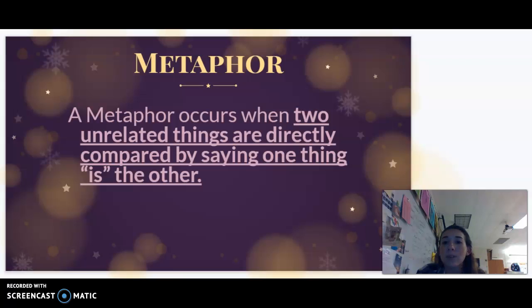Next, we're going to be talking about metaphors. Metaphors are similar to similes but have a very significant difference. A metaphor occurs when two unrelated things are directly compared by saying one thing is the other. That means that metaphors do not use like or as, but it does make the statement that the two unrelated things are directly compared by saying one thing is the other.